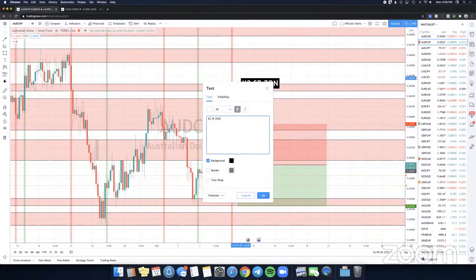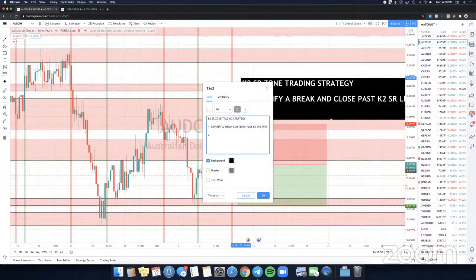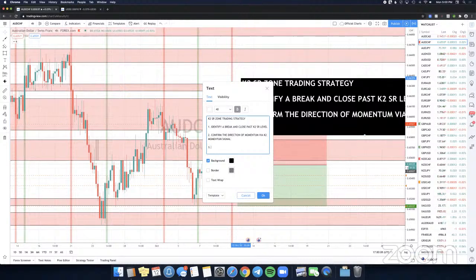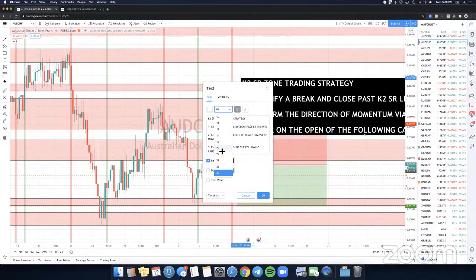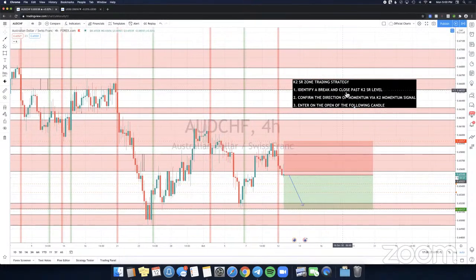K2SR zone trading strategy. For one, you want to identify a break and close past a K2SR level. The second one, you want to confirm the direction of momentum via K2 momentum. And then after that, you can enter on the open of the following candle. So for this specific strategy, we don't base the entry off the momentum candle. What we do is base it off the break and close past the K2SR level.